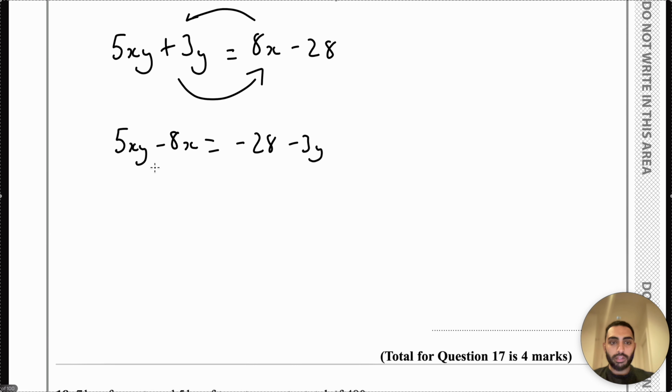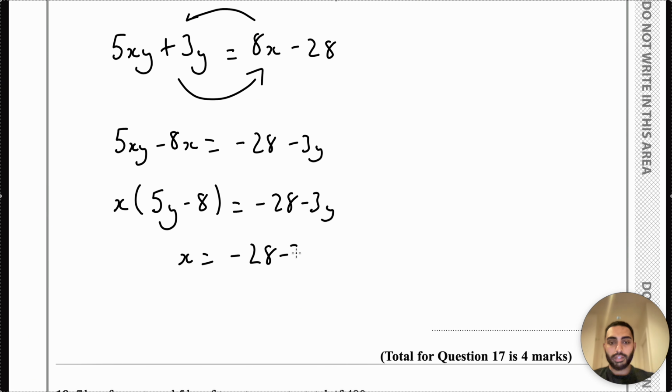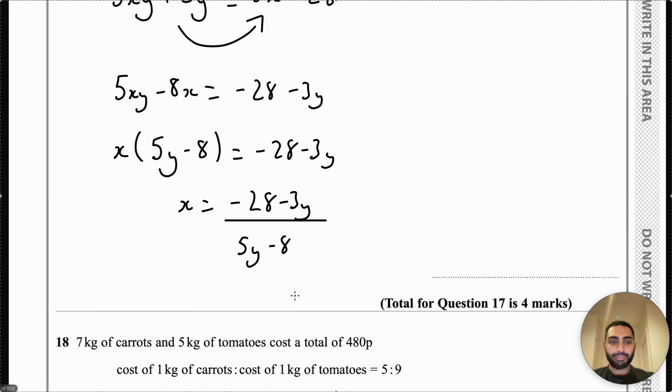I'm going to pull out x from here. So pulling out x, what multiplies by x to give me 5xy? That would be 5y. And to get this negative 8x, I've got negative 8 is equal to negative 28 minus 3y. X is being multiplied by all of this, so I need to divide by all of this. So x is equal to negative 28 minus 3y over 5y minus 8.